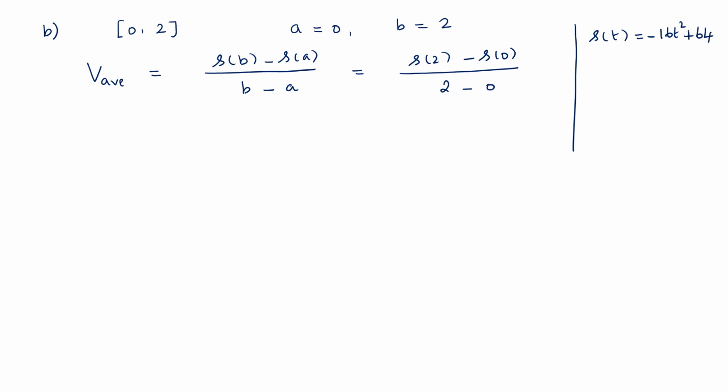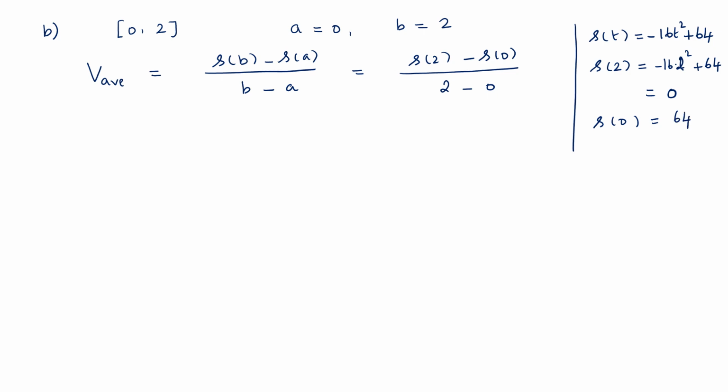So we have to find out the S of 2 value. With t replaced by 2, it is minus 16 times 2 square plus 64, which equals 0. And what is S of 0? In S of t, with t replaced by 0, we get 64.